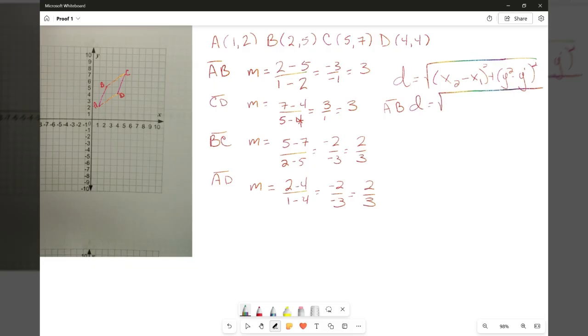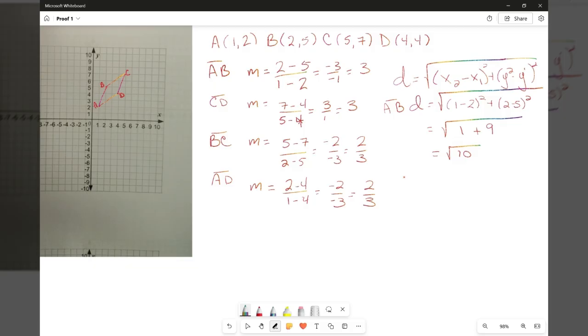So that is, the x's are 1 minus 2 squared plus the y's are 2 minus 5 squared, which is equal to the square root of -1 squared is 1, plus 2 minus 5 is 3 squared, which is 9, which is the square root of 10. And you can just leave it like that. Don't even bother with the decimal. It's fine the way it is.